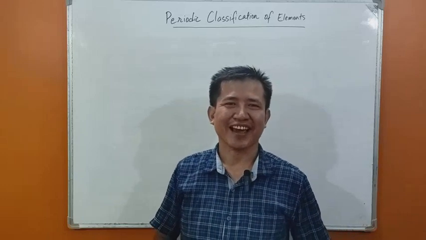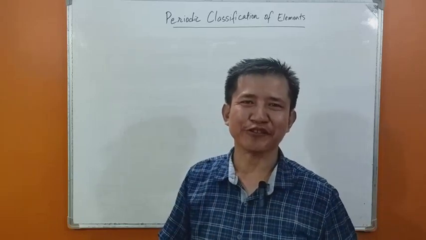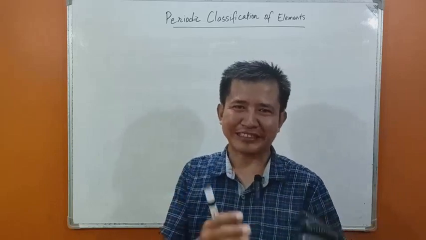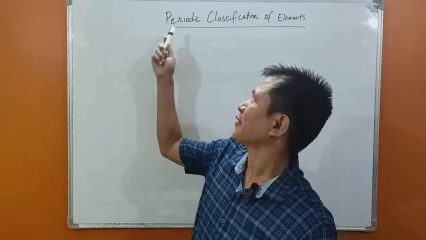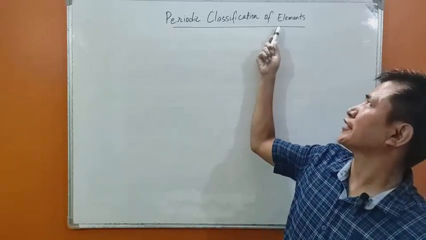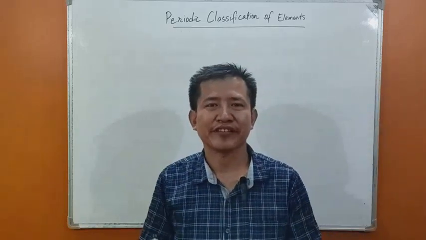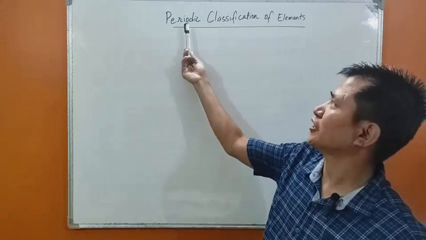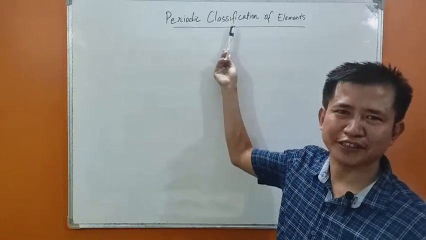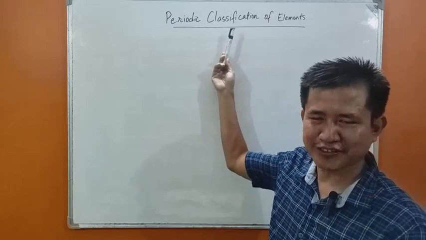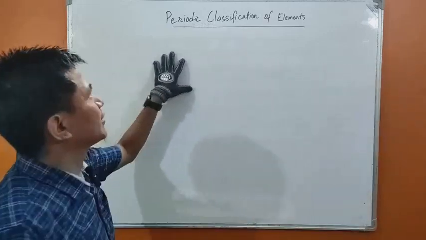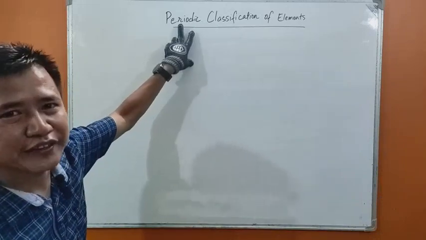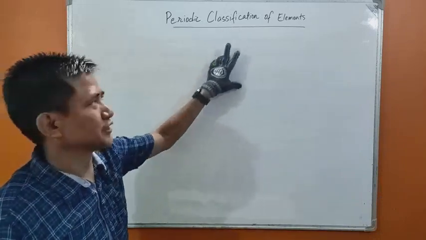Myself, Kishan Kulung, and today we are ready to go for a new chapter in chemistry, the most important chapter and the most easiest chapter, okay? And the name of the chapter is Periodic Classification of Elements. Let us first understand the term periodic and the term classification, and then we will proceed. What does the term periodic mean and what does the term classification mean?